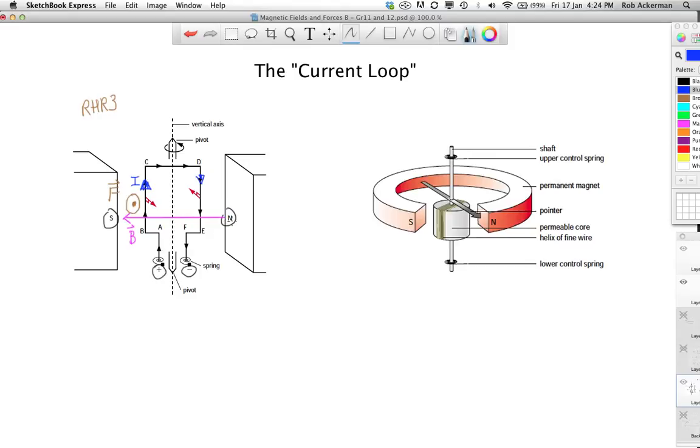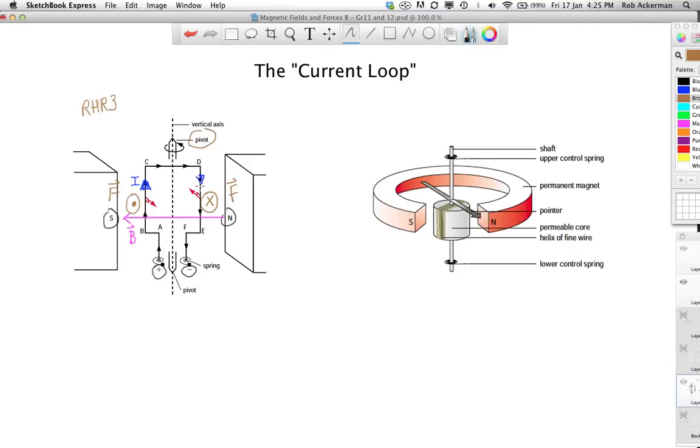The magnetic field is still to the left, so take your right hand, fingers pointing to the left, thumb pointing down. This time, you're going to find that your palm points at the computer screen away from you. That's an X.